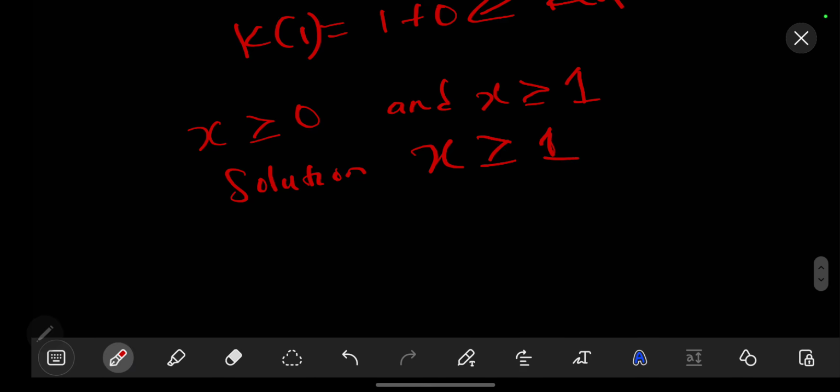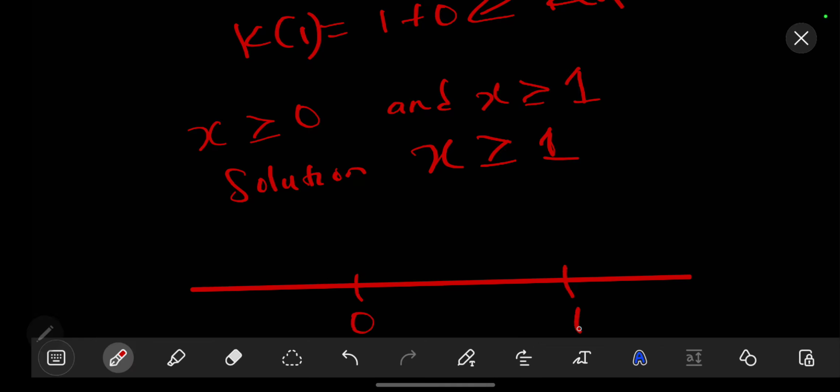Now to do this, there is an approach using the number line. We have two numbers, 0, and we also have 1. For this one, let's begin with x is greater than or equal to 1. That means we are beginning at this point.